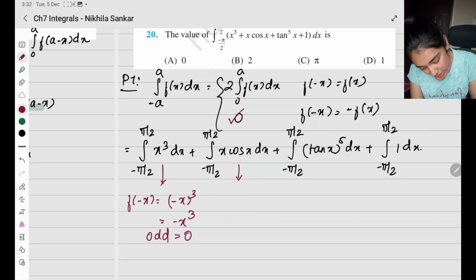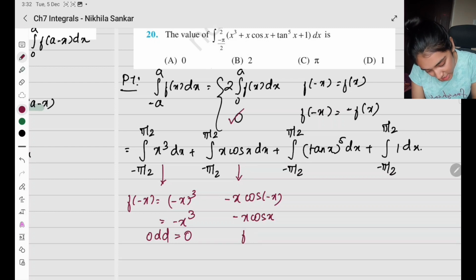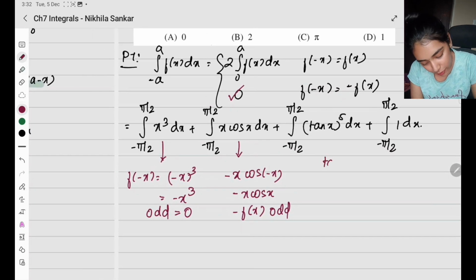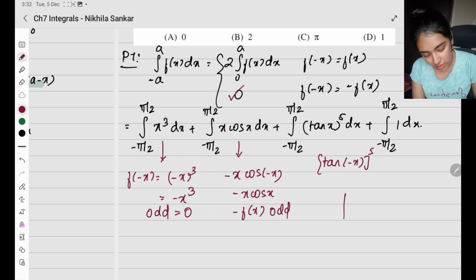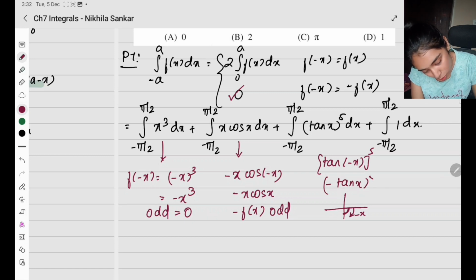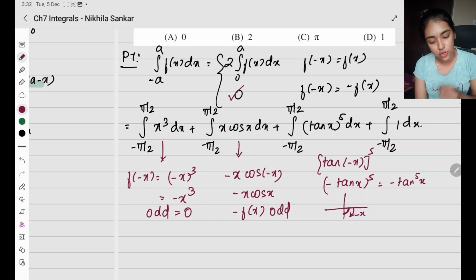What is this going to be? When I substitute f of minus x, I have minus x times cos of minus x, which is minus x times cos x. This is again minus of f of x. So odd function. Now what is the third function? I have to put tan of minus x the whole power 5. Tan of minus x means we are talking about the fourth quadrant. So in the fourth quadrant tan is not positive, it is negative. So minus tan x the whole power 5, which is going to be minus of tan power 5 x. So this is also an odd function.